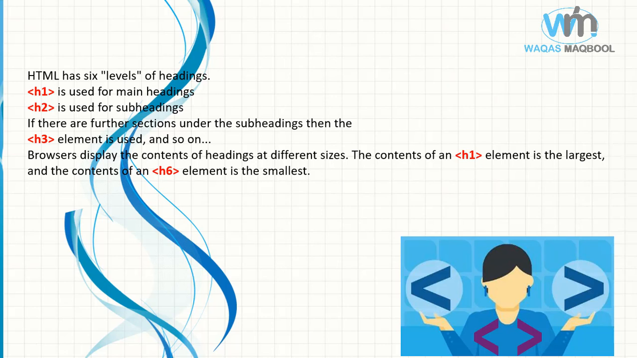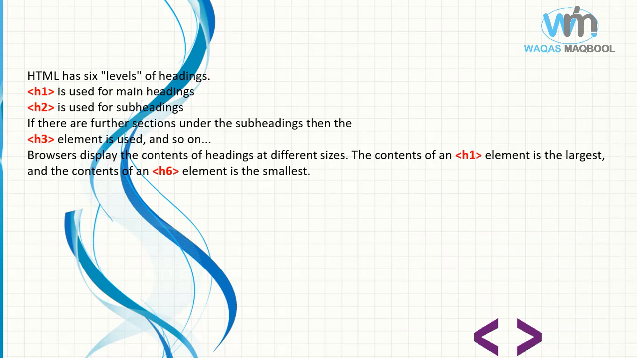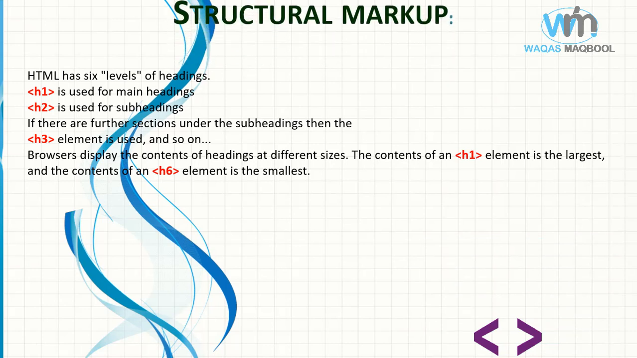The browser displays the content of headings at different sizes. The content of the H1 element is the largest, and the content of the H6 element is the smallest. So heading 1 is the largest text in size, and heading 6 is the smallest. So there are six headings in the HTML document. This is the structure markup of our web page.